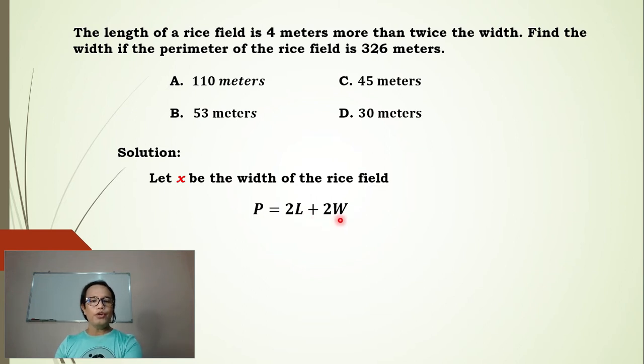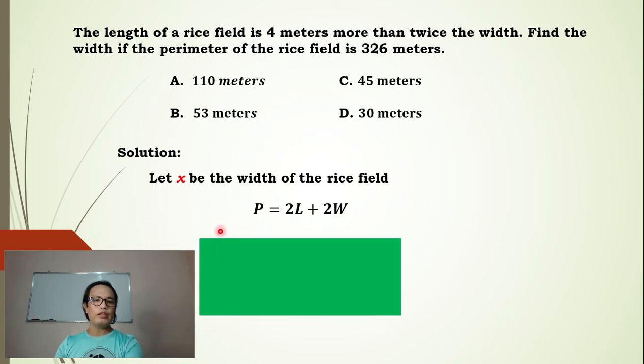And then afterwards, if we are going to illustrate the rice field, if this is our rice field and we are told to find the width of the rice field, and for example this is our width and we represented our width of the rice field as x. Our length, since it is stated in the problem that the length of the rice field is 4 meters more than twice the width, so we need to take note of this word "more than." In mathematics, the word "more than" entails addition operation.